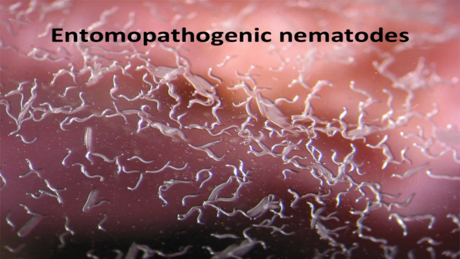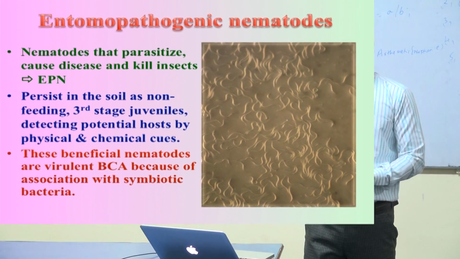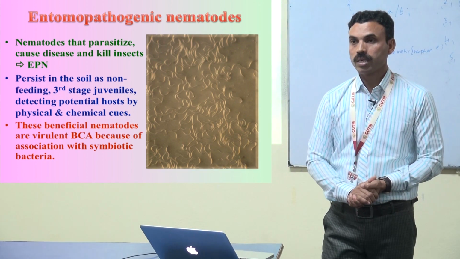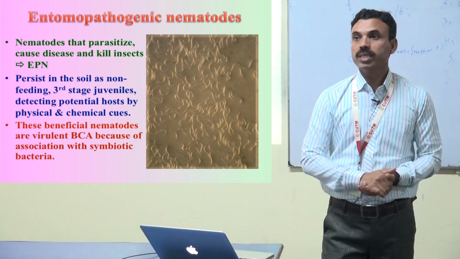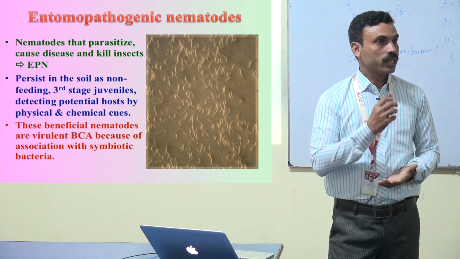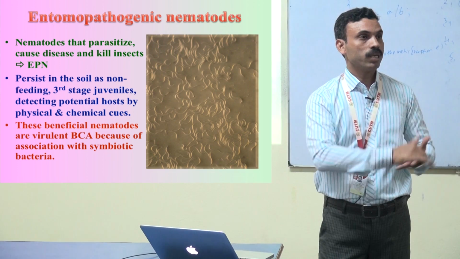One category of entomopathogens is the entomopathogenic nematodes. You can see here the third stage infective juveniles which are searching for a host. So what is the peculiarity of entomopathogenic nematodes? These are nematodes which parasitize an insect and kill it, so they are known as entomopathogenic nematodes. They persist in the soil as third stage juveniles and search for a host by physical and chemical cues, like the carbon dioxide or nitrogenous products the host releases, through which they find a host.